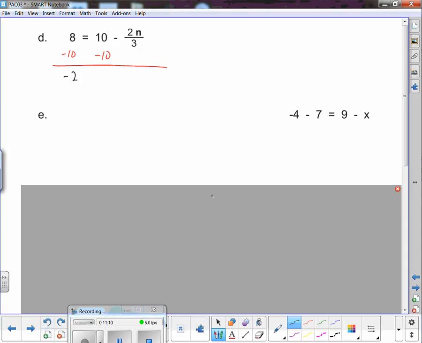I end up with a -2 on the left. The 10 and the -10 are 0. Don't lose your negative sign. I have a -2n/3 on the right. Does everybody agree with that so far? Does that make sense to you?